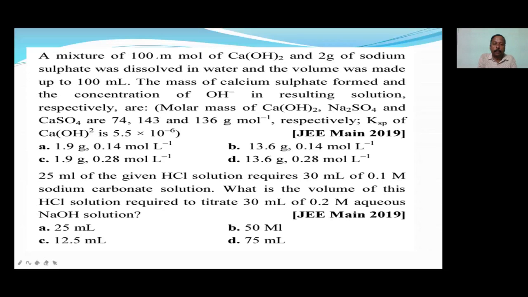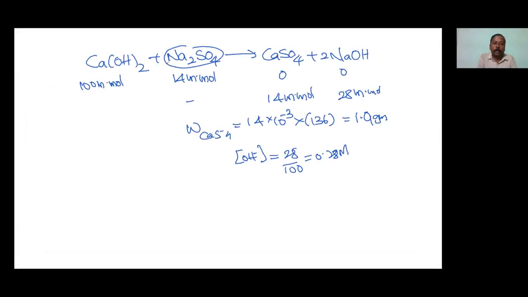Okay, whatever values are given here, I have noted down and I am explaining. Before that you should be able to note down. Now let's see the whiteboard so that you can understand it clearly. See here, Ca(OH)2 when treated with Na2SO4 will give you CaSO4 and NaOH.